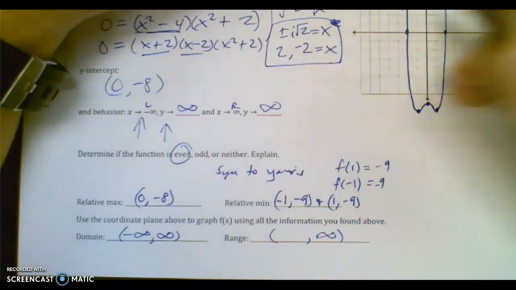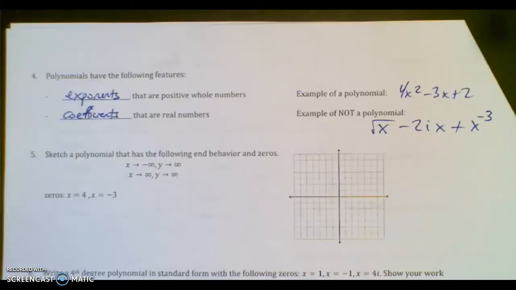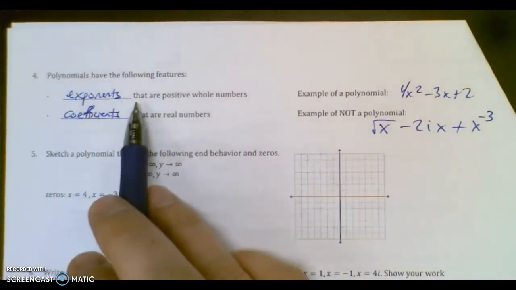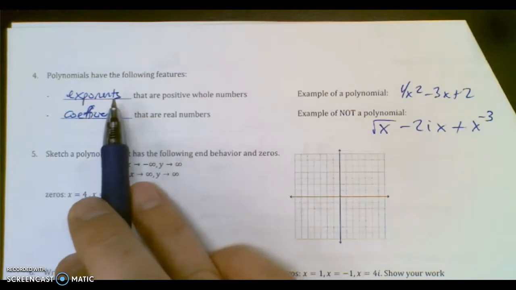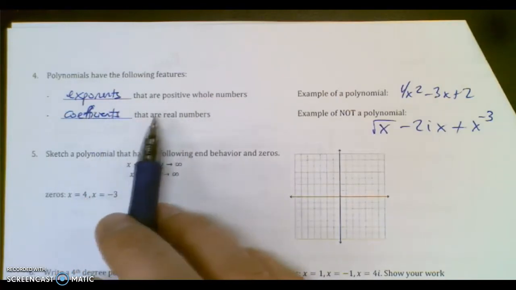Ooh. There it is. Beautiful graph. All right. Awesome stuff. Okay, then for number 4, here's the 2 features from our notes. Polynomials have exponents that are positive whole numbers and coefficients that are real numbers.